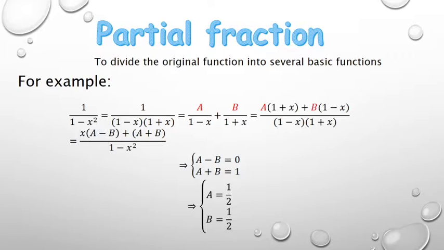Therefore, we only have to make sure that a times 1 plus x plus b times 1 minus x equals 1. Therefore, we get a system of equations, which is a minus b equals 0 and a plus b equals 1. From here, we know that a equals half and b equals half too.